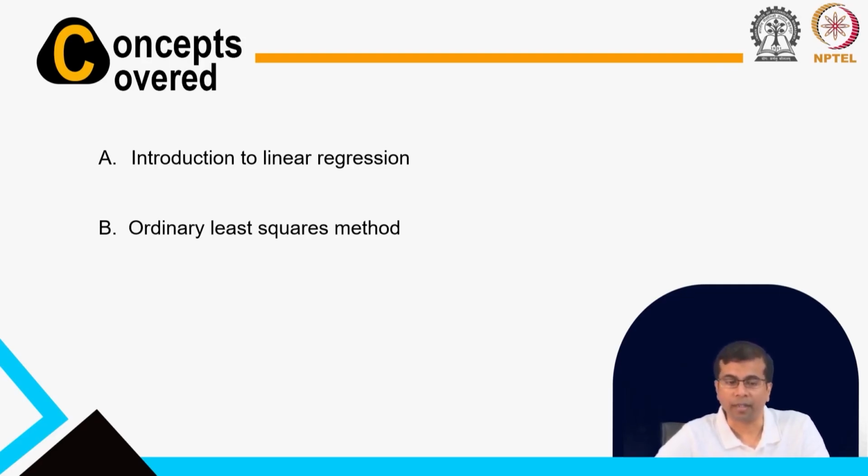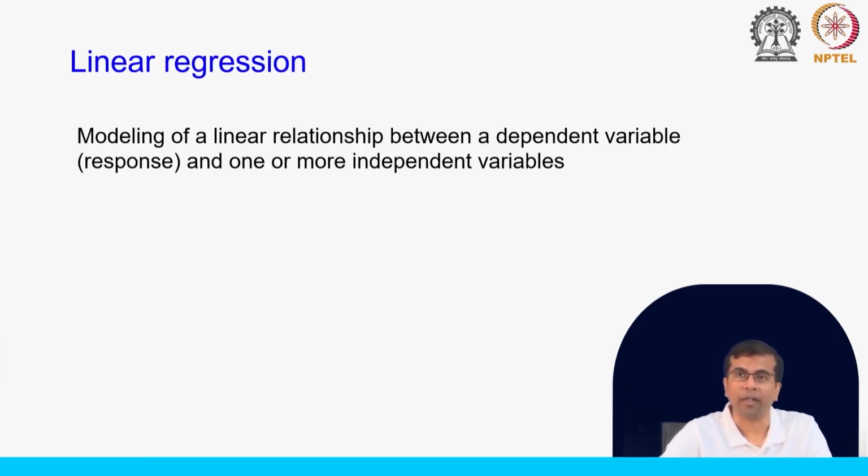In this class we will be talking about an introduction to linear regression first, and then about the ordinary least squares method. So, let us start with linear regression. What is linear regression? It is modeling of a linear relationship between a dependent variable and one or more independent variables.